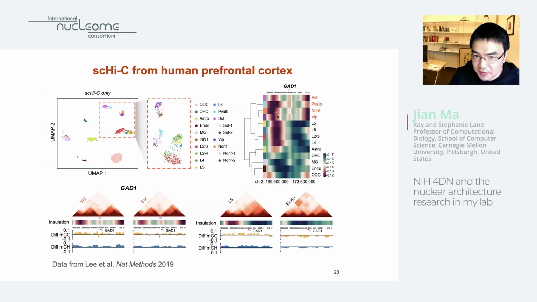So this is just an example of GAD1. This is a marker gene for inhibitory neurons, and SST, and you can see that there's a domain boundary. The red color means the insulation score is lower, indicating a stronger domain boundary specific to inhibitory neurons. And if we look at the contact maps, you can see that the strength of the boundaries is stronger in inhibitory neurons compared to excitatory neurons, for instance.